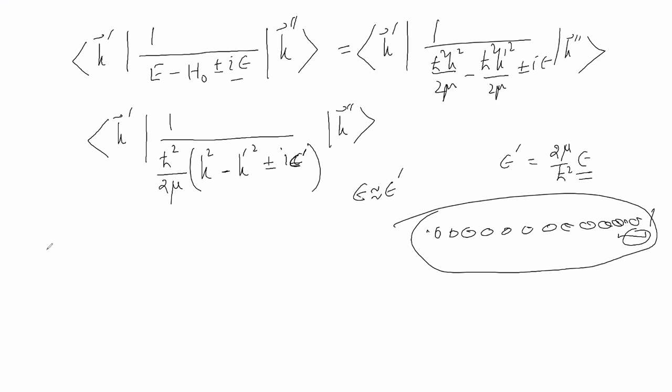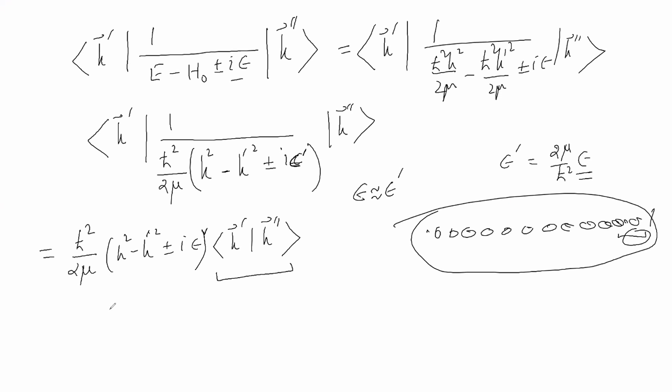Now, once we have operated with H naught, we can take this common. This has nothing to do with the states. K square minus K prime square plus minus i epsilon, K prime K double prime.